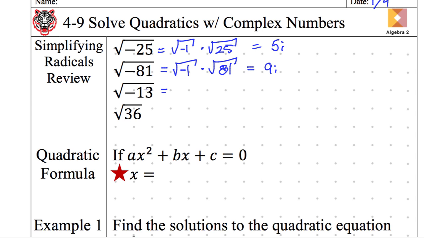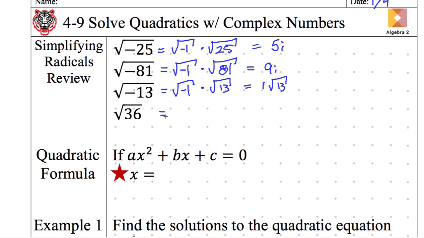3i? Close. If it was a -9, it would be 3i. But I can't take the square root of 13. 13 is a prime number. But I can still pop out this -1. So let me do this one. Square root of -1 times square root of 13. Square root of 13, I can't do anything to him because he's not a perfect square. I just leave him square root of 13. But this one does change. So what is the final answer going to be? Square root of 13 i. Or you can do it i times square root of 13. Either way works. There's our answer.